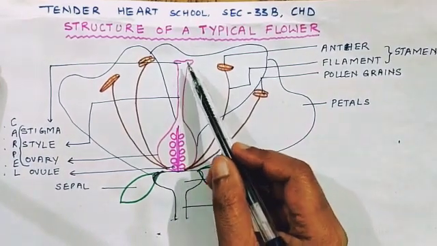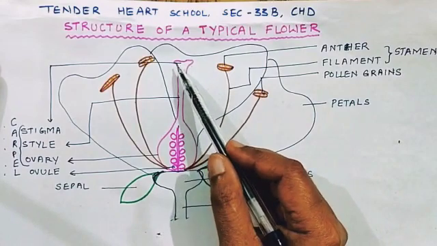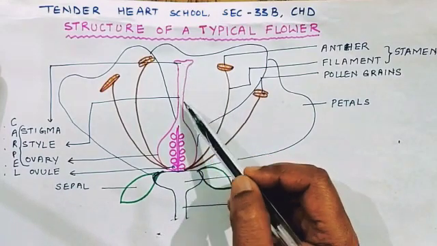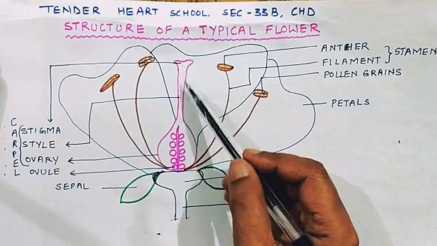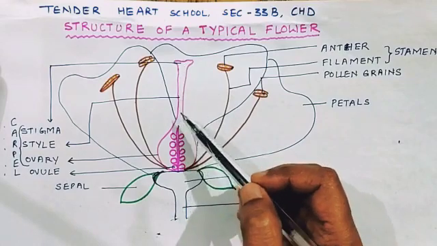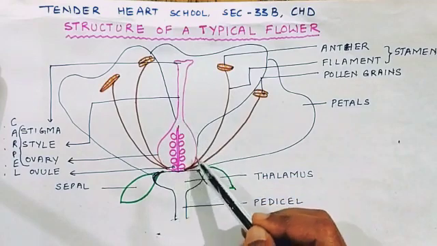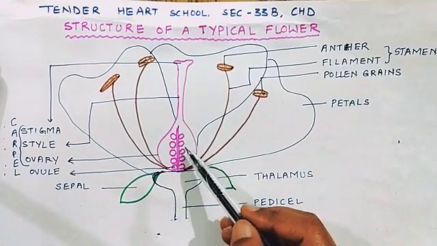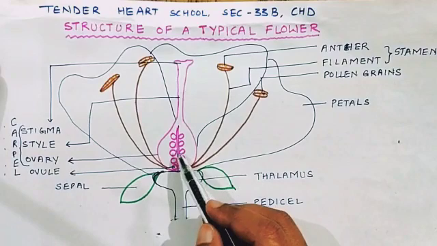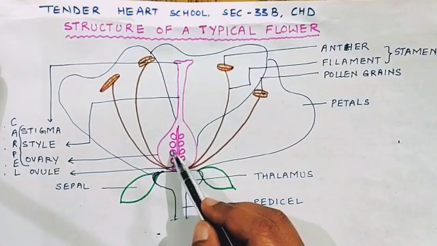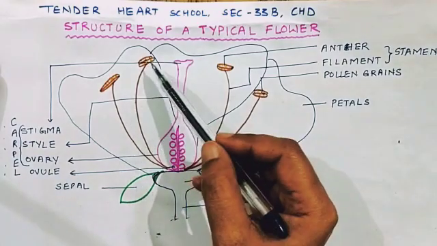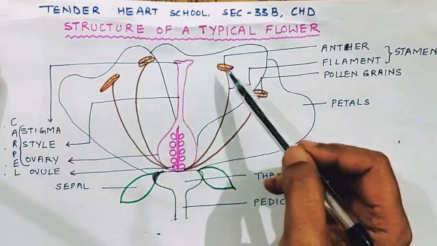Carpel has the upper swollen region called the stigma. At the base of the stigma, we have this tubular region called the style. And at the lowermost region, we have the swollen structure, which is called the ovary. Ovary has inside it the ovules, the female gametes. In the male part, we have the stamen.